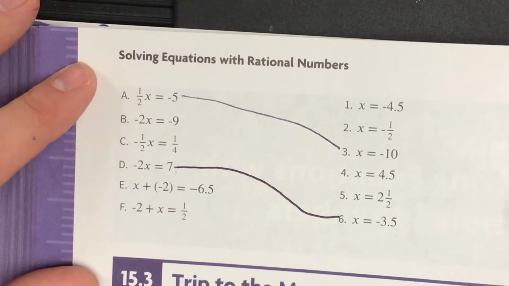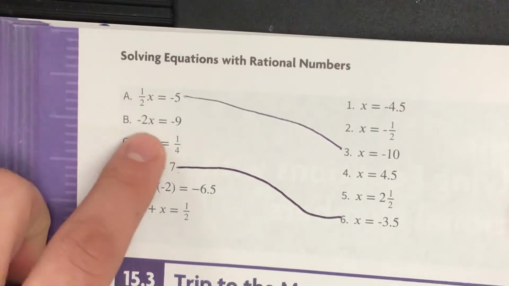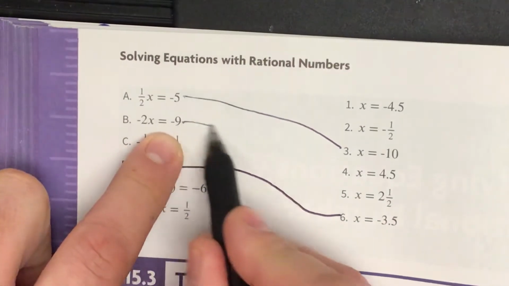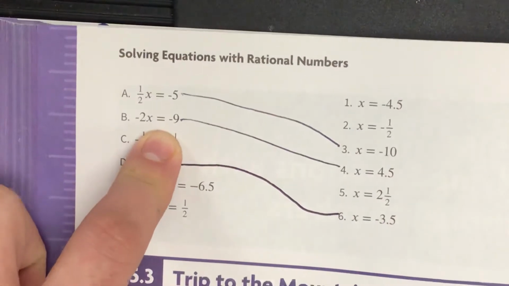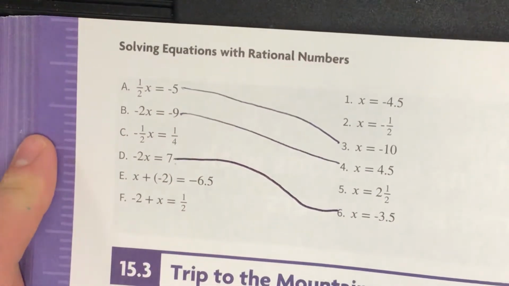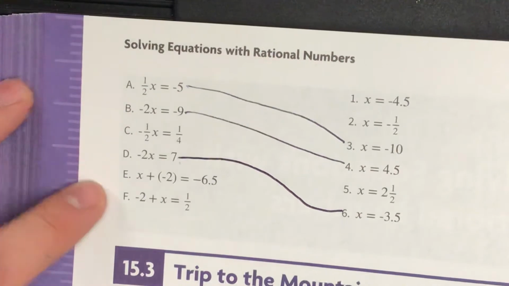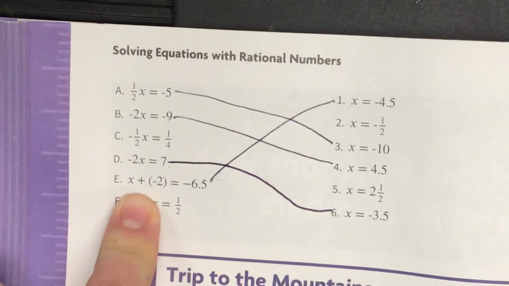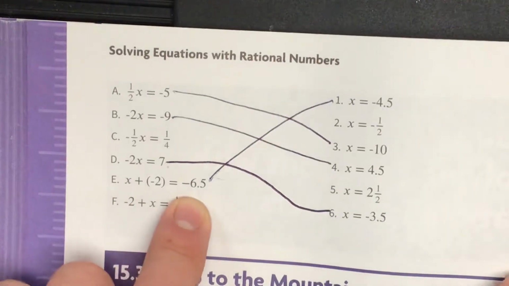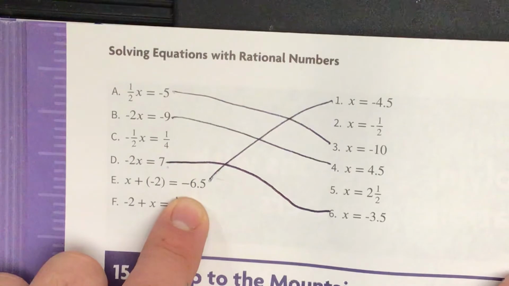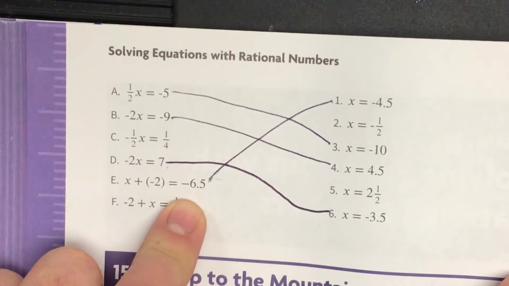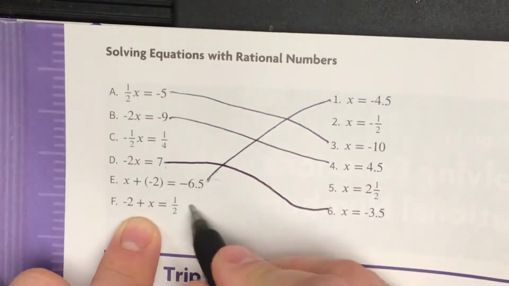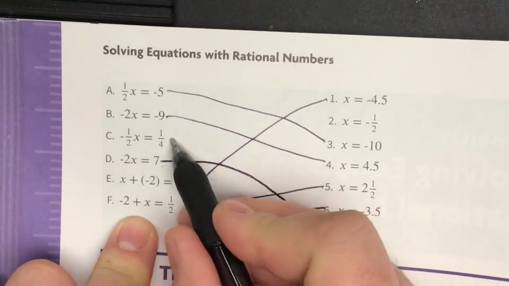Georgia? B is 4. So -2 times 4.5 is 9. Very good. Jared? E goes to 1. Negative 4.5 plus another negative 2 is negative 6.5. Chesney, F is 5. Negative 2 plus a positive 2.5 gives me a positive half, and that leaves C with 2.